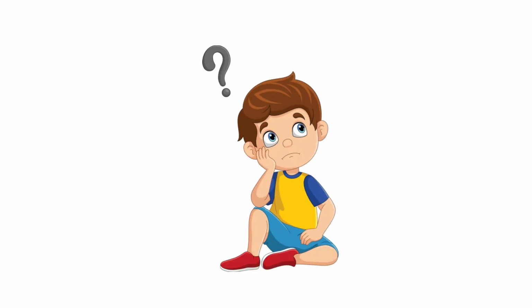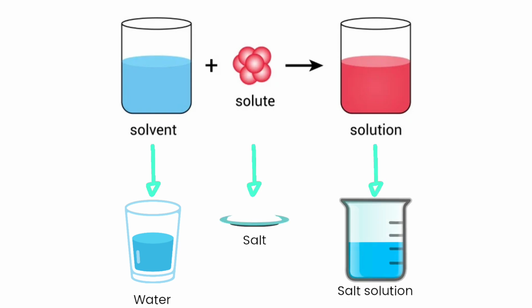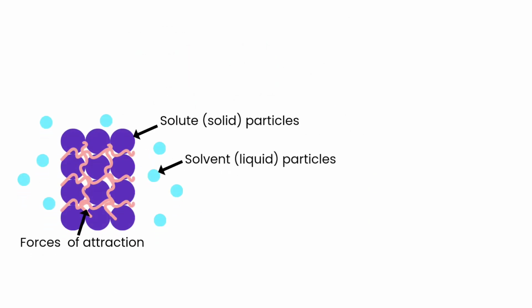Does that sound complicated? Let me explain it more simply. If we take salt, the solute, and add it to water, the solvent, and mix it, the salt dissolves in the water, forming a salt solution. And yes, the salt solution is the solution. So, how do salt or any solute dissolve in solvents like water?